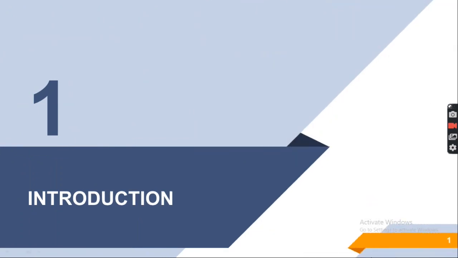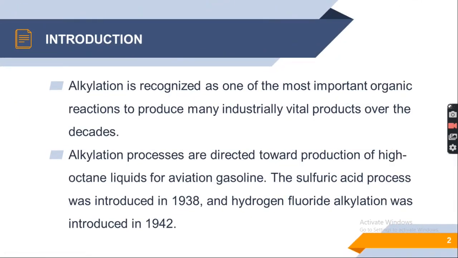So first we have the introduction to the topic, which is alkylation. Alkylation is one of the most important organic reactions which is used to produce many industrially vital and important products. This process has been utilized over the last few decades. The alkylation processes are generally directed towards the production of high-octane liquids for aviation gasoline.